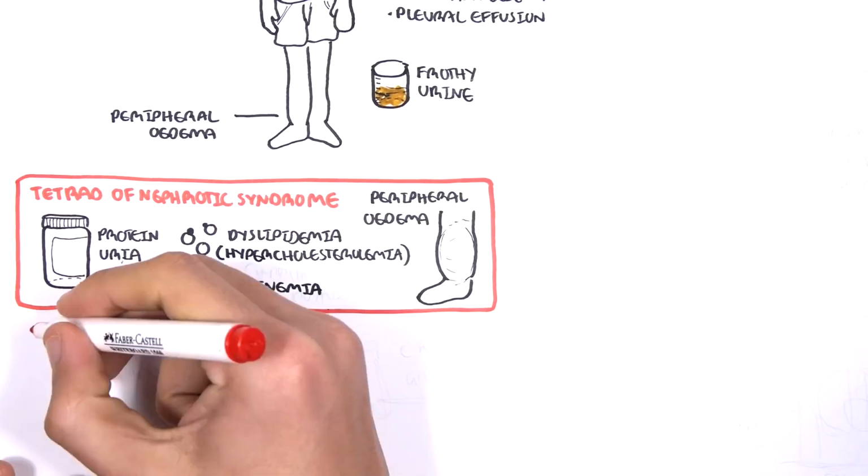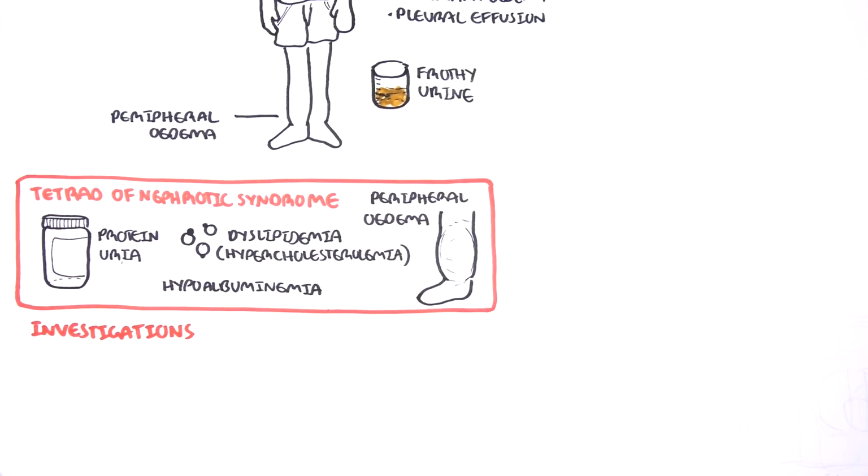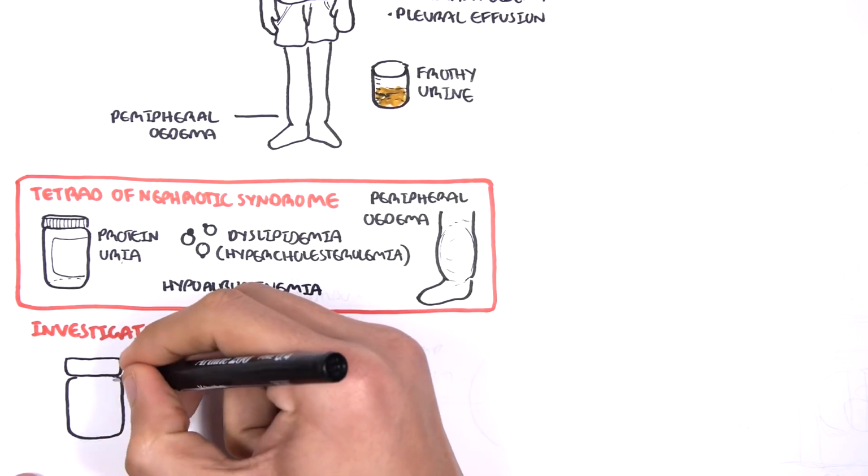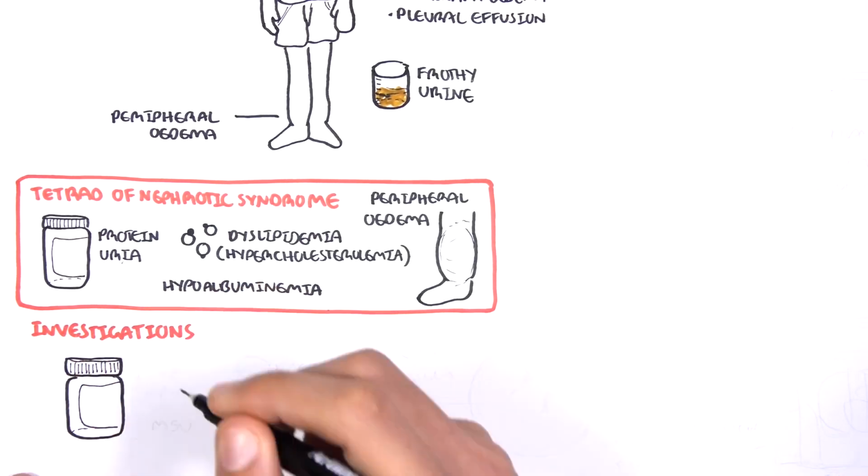So next is investigations. Now, there are many causes of nephrotic syndrome, and these causes will be discussed in a separate video, which will look at the different types of nephrotic syndrome. But some common causes of nephrotic syndrome include diabetic nephropathy, certain connective tissue diseases, and some autoimmune immunological problems that attack the kidneys. The investigations performed are to assess severity, to diagnose nephrotic syndrome, and to differentiate the different types of nephrotic syndrome.